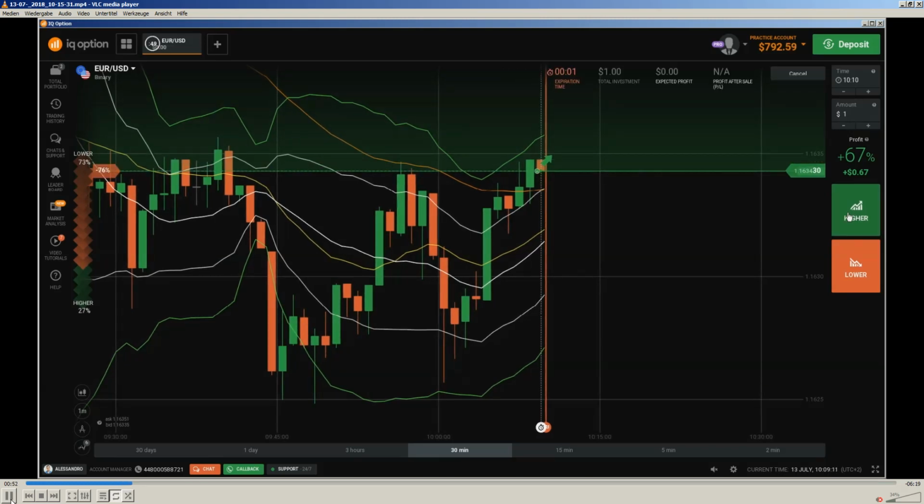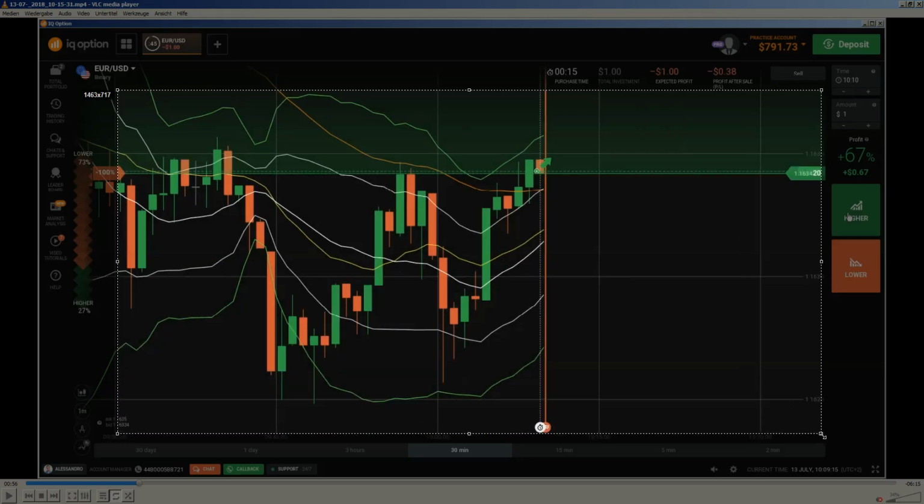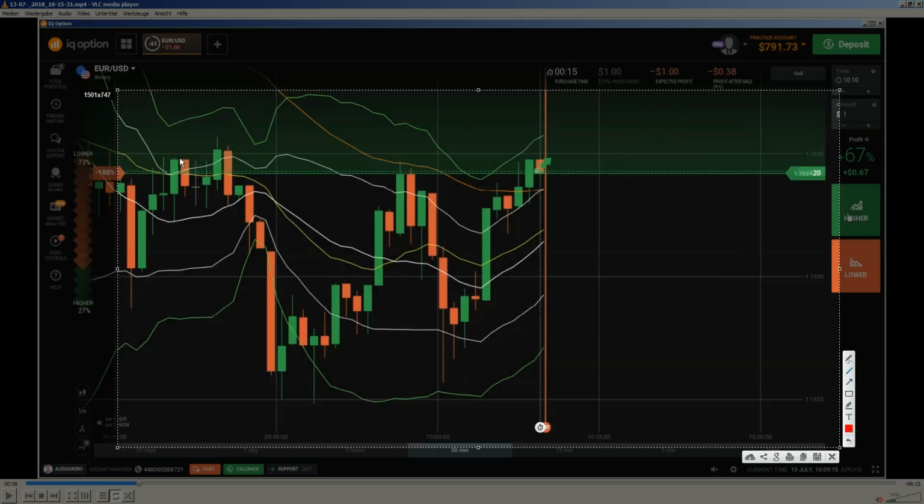Okay, I waited to get a better entry point, and here I have to show you why I entered here. We have this kind of box, the box which I showed you, this ranging area. Let me draw this a little bit closer. The box is going from here, as you see those wicks here, this area, and goes to this level here. This is the box.